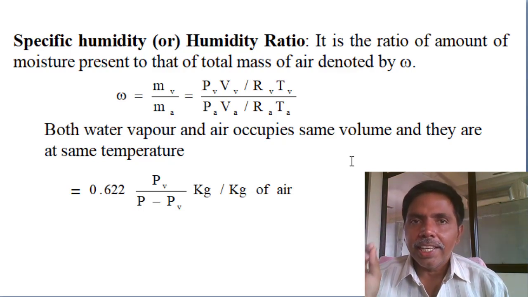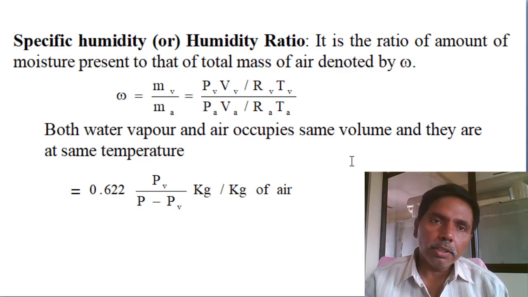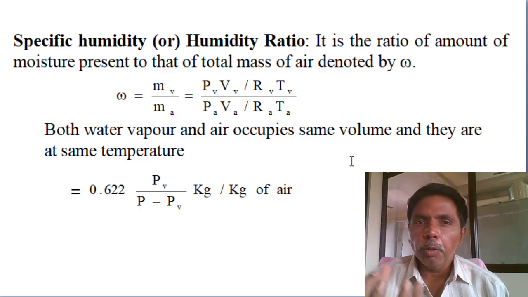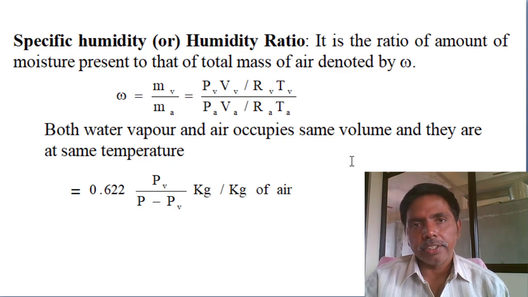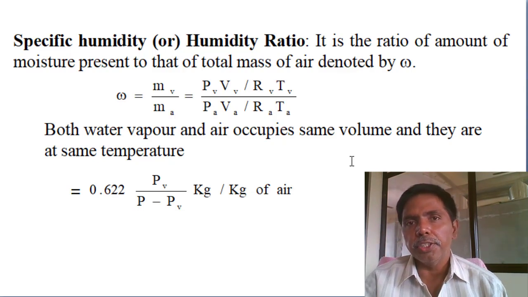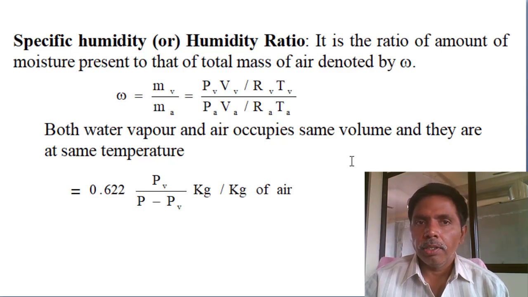0.030 kg of vapor per kg of air is the maximum holding moisture in a kg of air. That's all. A very negligible amount. That's called specific humidity or humidity ratio.